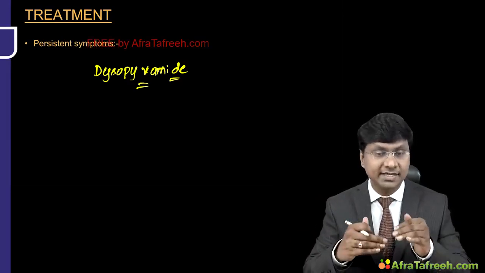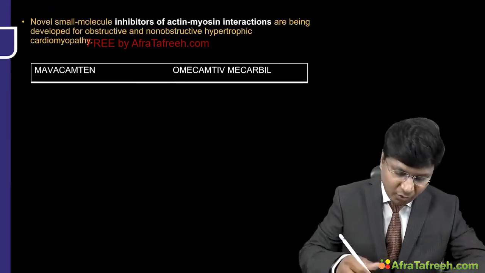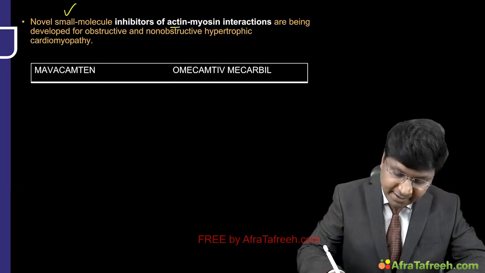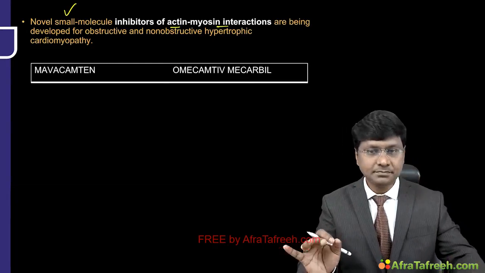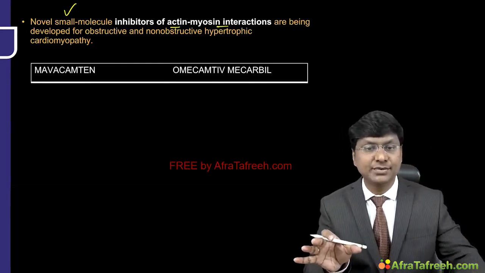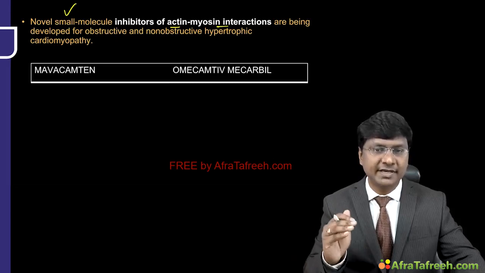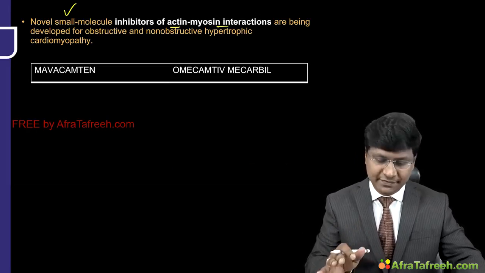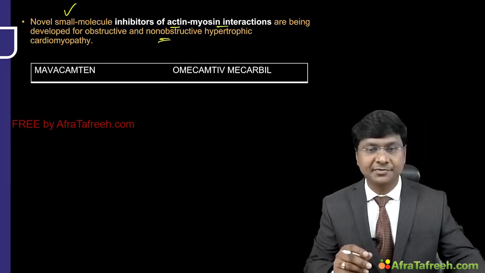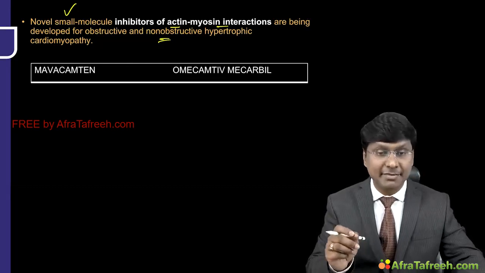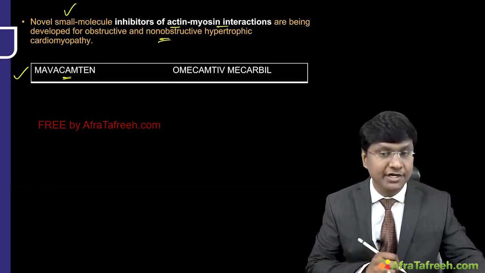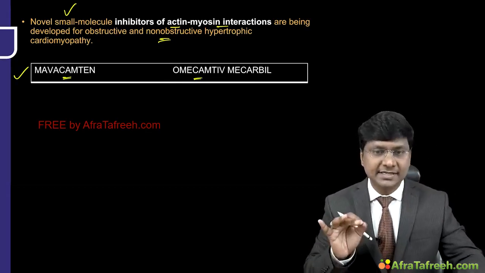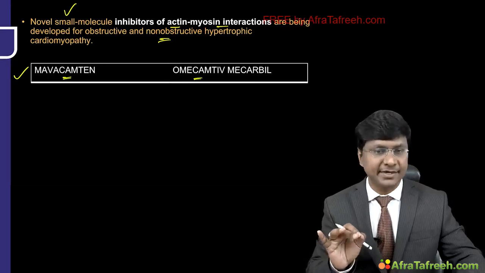But in recent times, there are new drugs which have come up. What are these new drugs? They are small molecule inhibitors of the actin-myosin interactions. By inhibiting the actin-myosin interactions, the obstruction can be reduced, right? They are being developed for obstructive, and not only for obstructive, even for non-obstructive hypertrophic cardiomyopathy. What are the examples? Mavacamten is one important new drug. The other drug is omecamtiv mecarbil. These are the new molecules which are inhibitors of actin and myosin interaction.